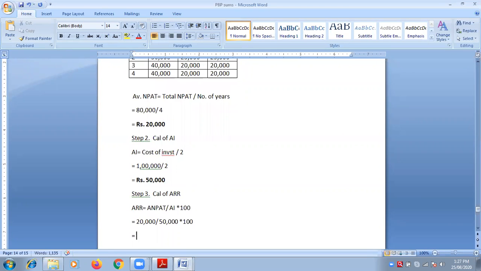So 20 by 50 into 100. My answer would be 40. And that's my final one. 40%. Done. See how simple the sum is. How simple it is.